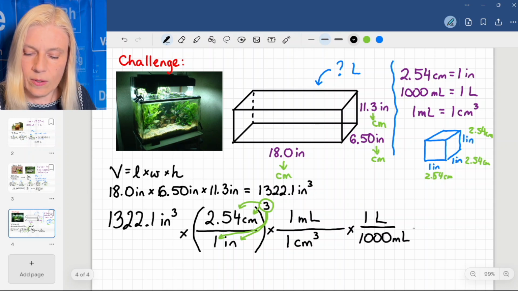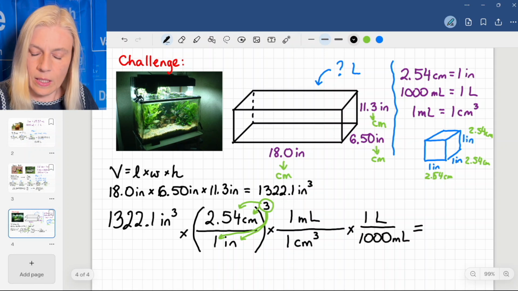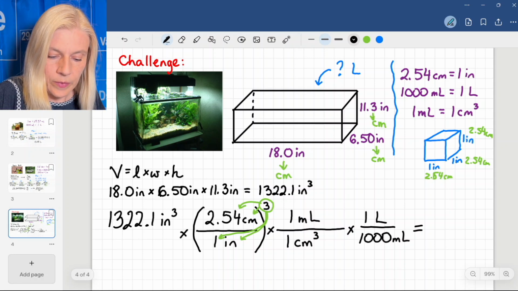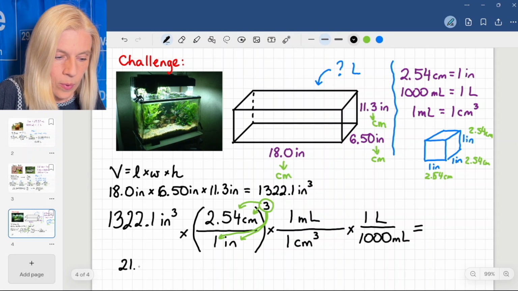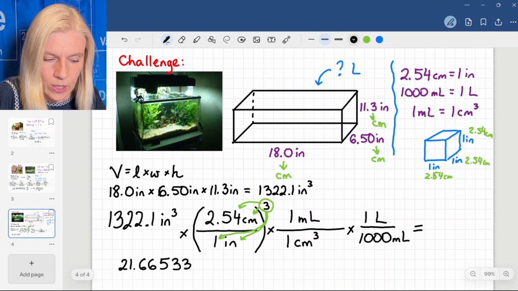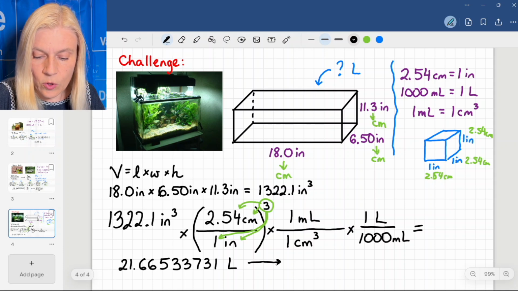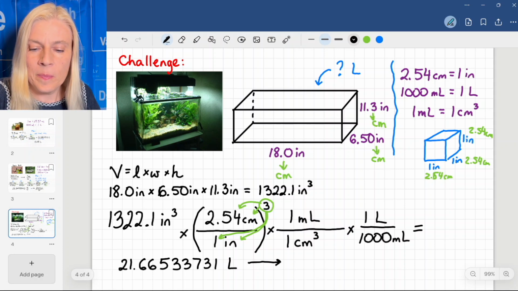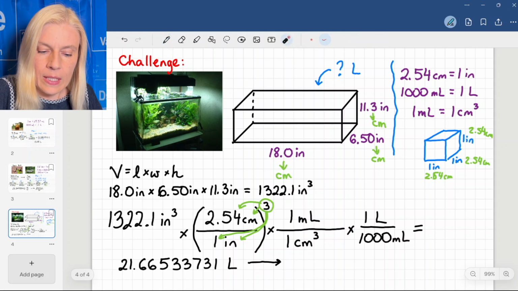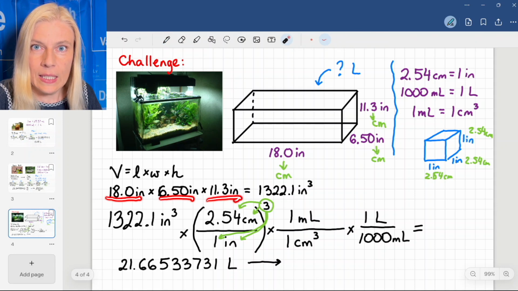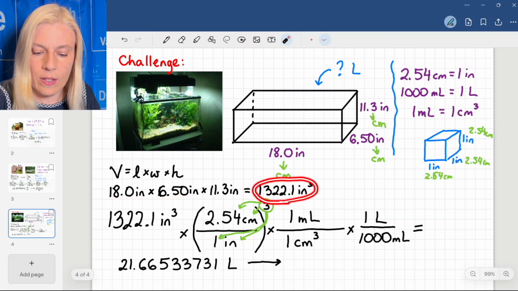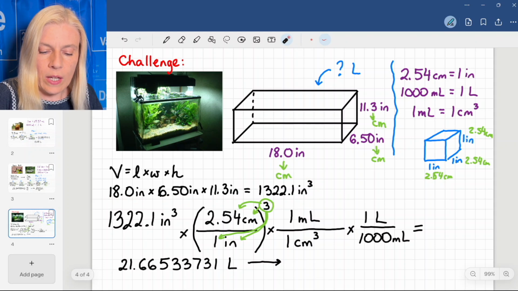Is this making sense? You following me? So if we do this, you are going to get something like 21.66533731 liters. Whew. What do we put on a test or on your homework? Well, let's think about this. The units of length given all had how many sig figs? 3 sig figs. Yes, all of them had 3 sig figs. That means this answer should have 3 sig figs.